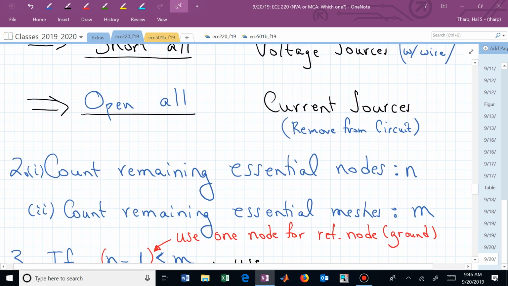The next step in this quick process is to count the remaining essential nodes and label that N. N for nodes. So we've deactivated all of our independent sources. The dependent sources we have to leave. The independent sources we deactivate by shorting voltage sources and opening up current sources. We count the number of essential nodes. Then we count the remaining essential meshes. How many meshes are left in that circuit that's been deactivated? This is now M for mesh.